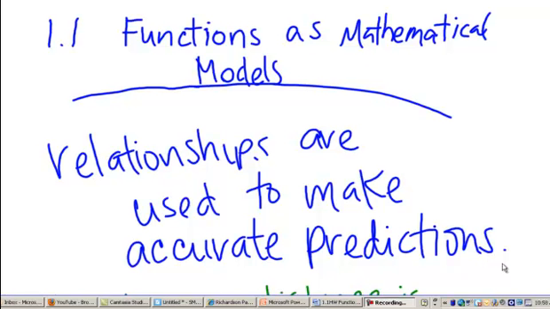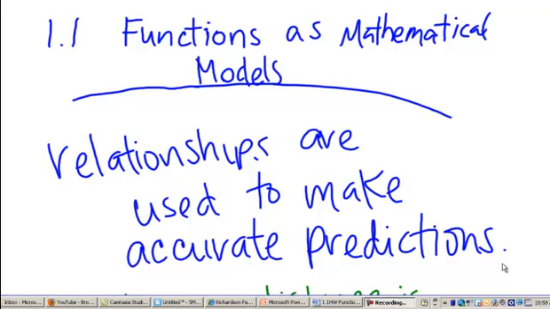I'm excited for our first ever video for your notes. Go ahead and label your notes 1.1 Functions as Mathematical Models. I'll keep this first video short and sweet, so hopefully you get done in about 10 minutes. So your first homework assignment is 10 minutes long.